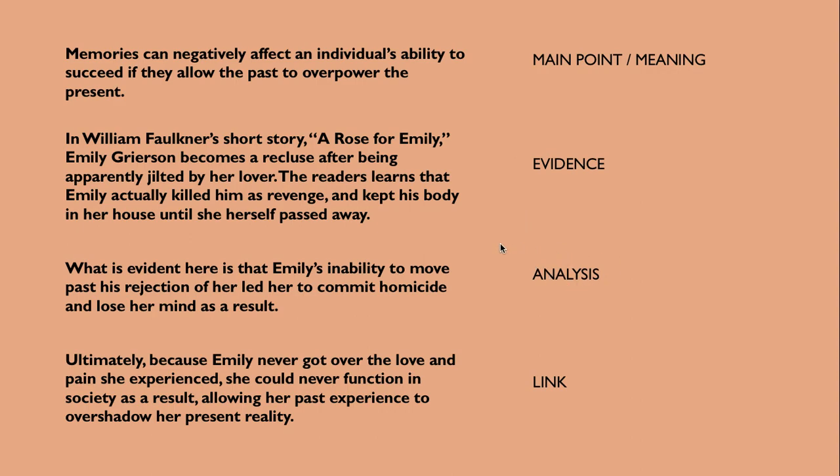Now, our analysis. What is evident here is that Emily's inability to move past his rejection of her led her to commit homicide and lose her mind as a result. And what does this all mean in terms of the main point? Ultimately, because Emily never got over the love and pain she experienced, she could never function in society as a result, allowing her past experience to overshadow her present reality.